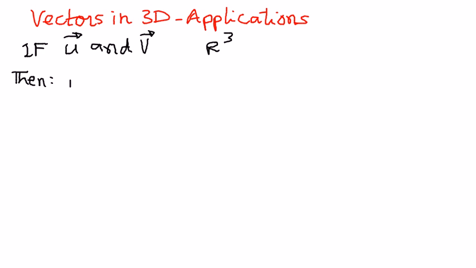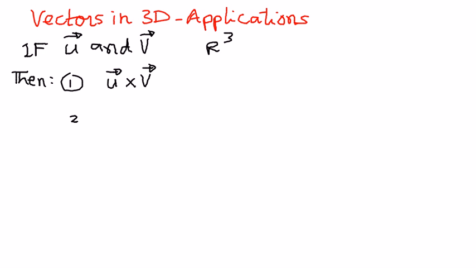Property number one: when we cross vector u with vector v, the result is orthogonal to both vectors. That means perpendicular to one another.